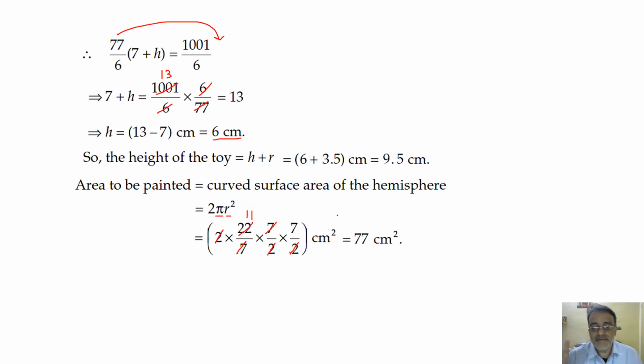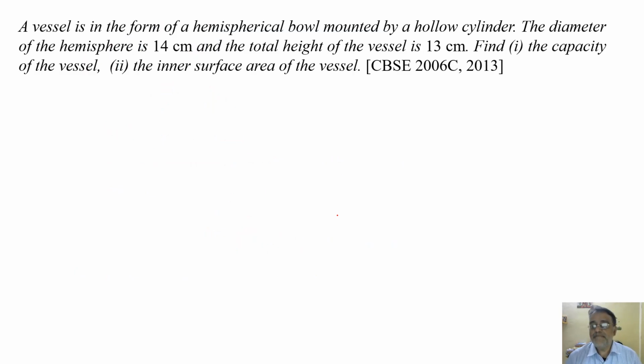So cost of 1 centimeter square, it is given rupees 10. So the total cost will be 77 into 10. Yes, 770 rupees. Any doubt in this question? No, sir. Okay. So now we are moving toward the next question.